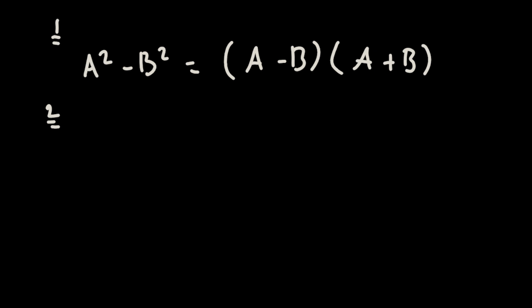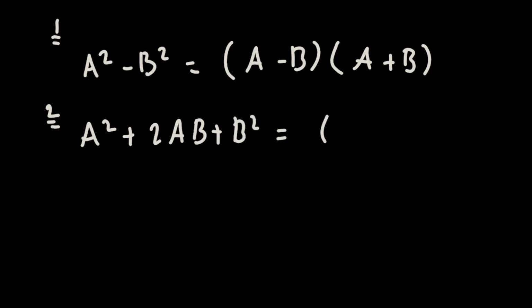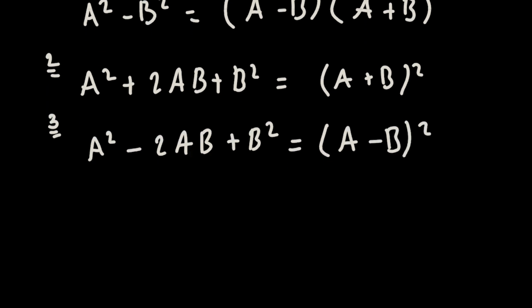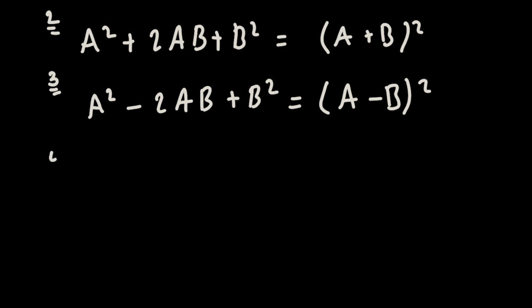The next formula says if we have a to the power 2 plus 2ab plus b to the power 2, that would equal a plus b all to the power 2. Let's see the next one. The next formula says if we have a to the power 2 minus 2ab plus b to the power 2, that would equal a minus b all to the power 2. Let's see the next one.